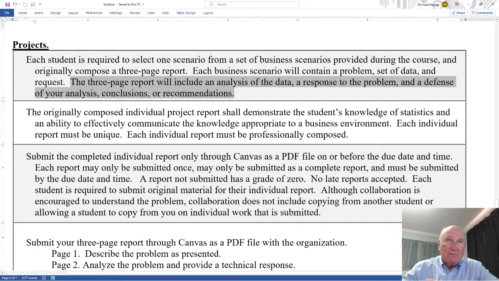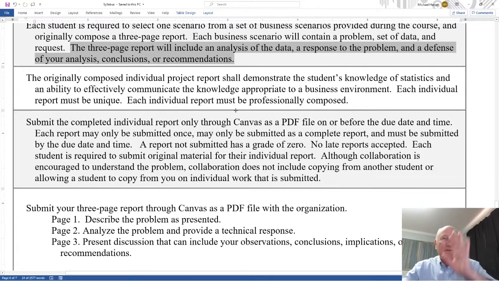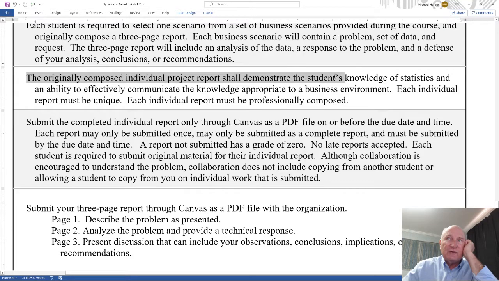This is what your 3-page report will contain. But I'll give a structure down here in a minute. The originally composed individual project report shall demonstrate a student's knowledge of statistics and ability to effectively communicate that knowledge appropriate to a business environment.